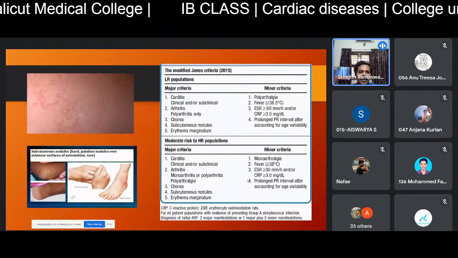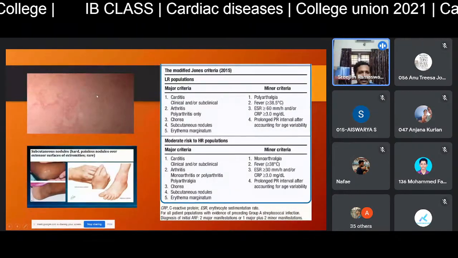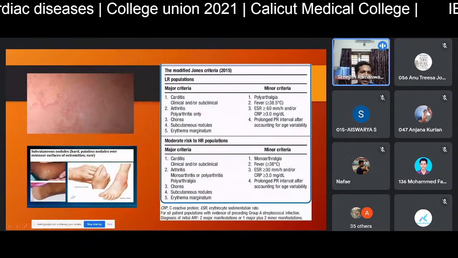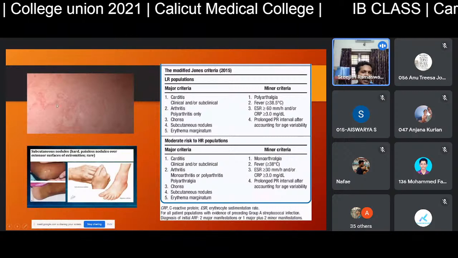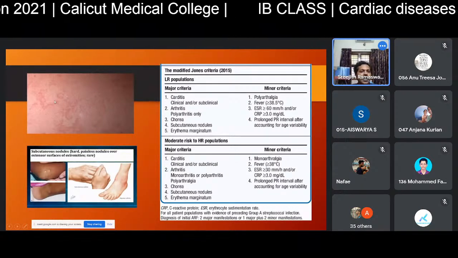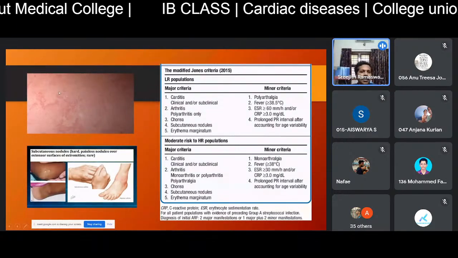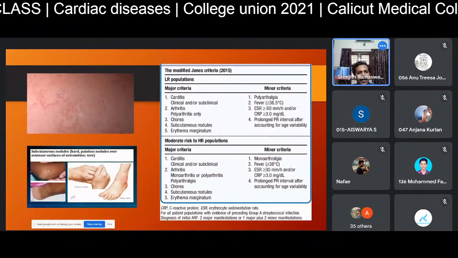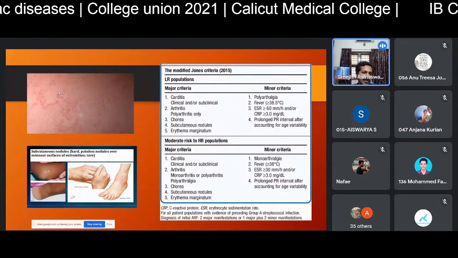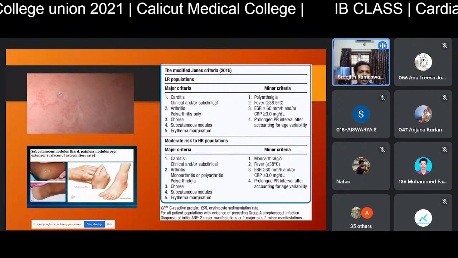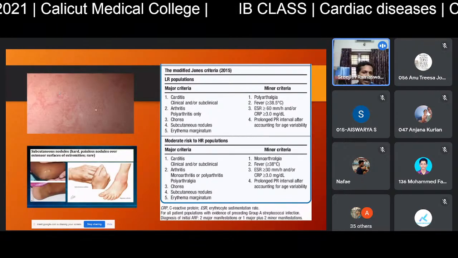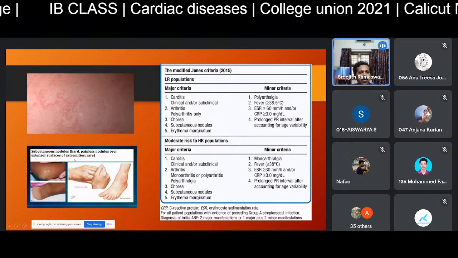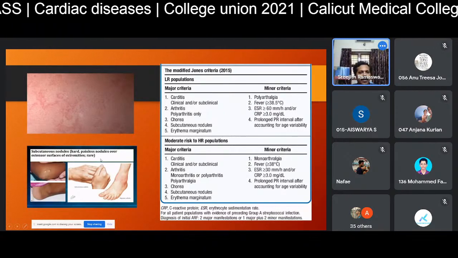The next important finding, you can see in this picture, is erythema marginatum. It's a very faint rash with central clearing. The periphery will be more reddish, and the central will be more clear. This erythema marginatum is not seen in dark skin populations. So in the Indian population it is very unlikely; you cannot see this erythema marginatum. You can see it only in white skin people. And the subcutaneous nodules, hard painless nodules over the extensor surface of the extremities, are also very rare. So these are the major criteria.